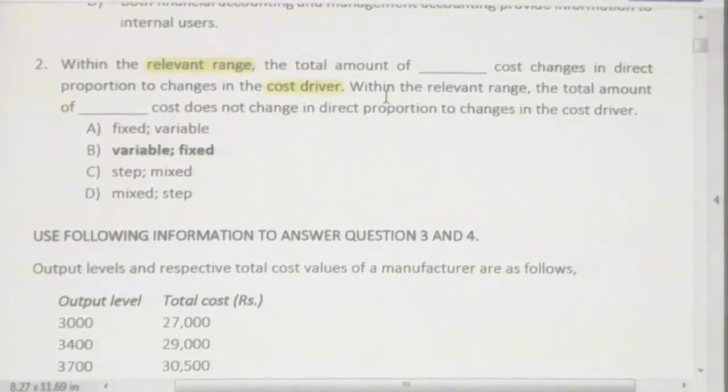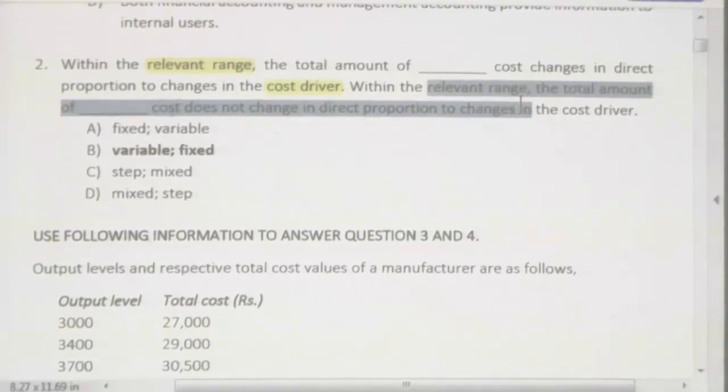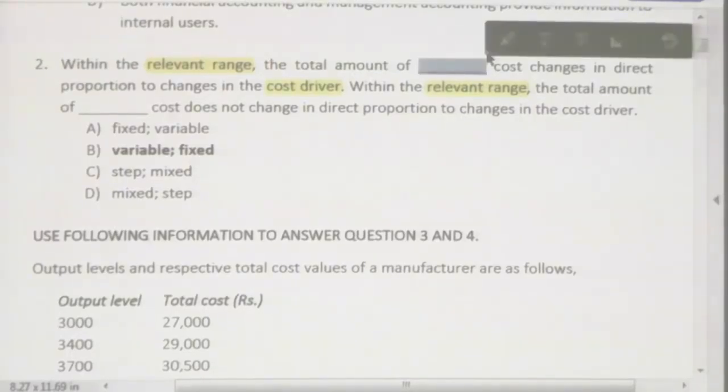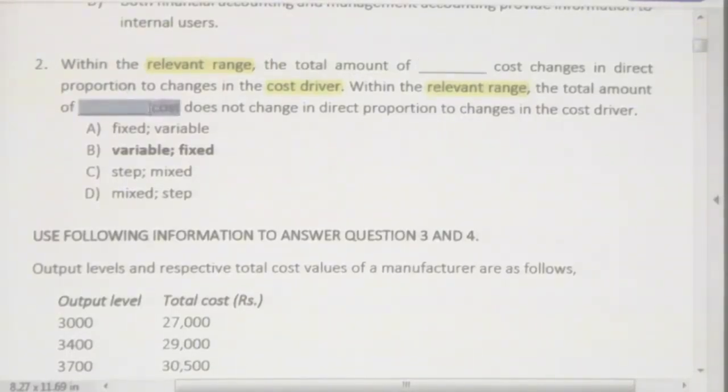Then within the relevant range, that is within the capacity, right? Within the capacity, the total amount of a specific cost does not change in direct proportion to the change in the cost driver. When the number of units changes within the capacity, a cost that does not change is called fixed cost. Therefore, the answer would be the first blank variable cost and the second blank fixed cost. That's why the answer is selected as B. This is the answer, variable and fixed cost, right?